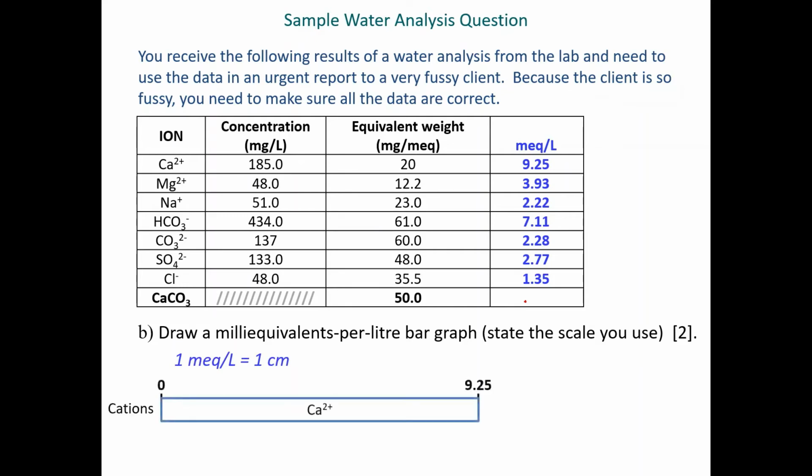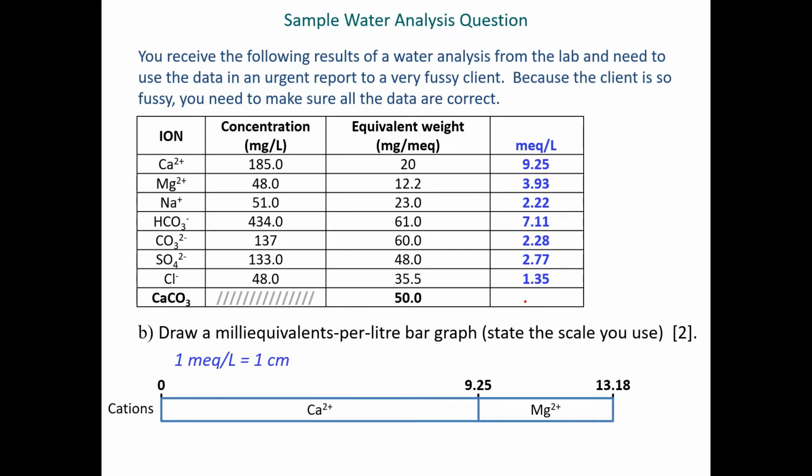You're going to put all the cations together. Calcium will be 9.25 centimeters, or 92.5 millimeters, I guess. I don't know if that's necessarily the scale; I just built it in the PowerPoint, and tell me the units. So you're going from 0 to 9.25, and the magnesium is next. The magnesium is 3.93.